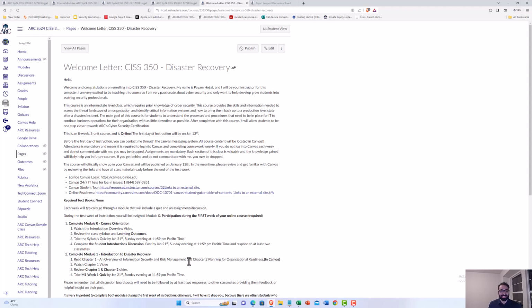In this course, it's an intermediate level class. You need some prior experience of cybersecurity. This course will provide you the skills and information needed to assess the threat landscape of an organization and identify critical information systems and how to bring them up to a production level state after a disaster or incident. The main goal of this course is for students to understand the processes and procedures that need to be in place for IT to continue business operations for their organization with as little downtime as possible.